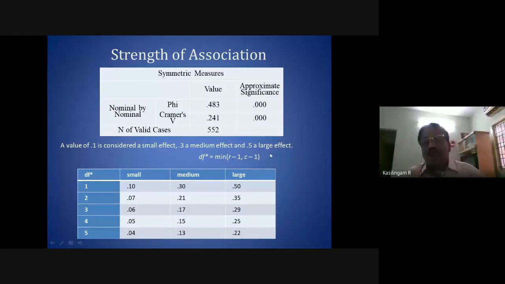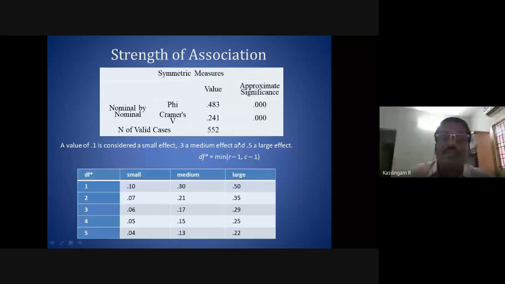5 minus 1 is 4, 5 minus 1 is 4, 4 comma 4, minimum of 4 comma 4, which is 4. Now we have to look at 0.05 small, 0.15 medium, 0.25 large. Now these are all the hypothetical values given, the rule of thumb values given by the authors.